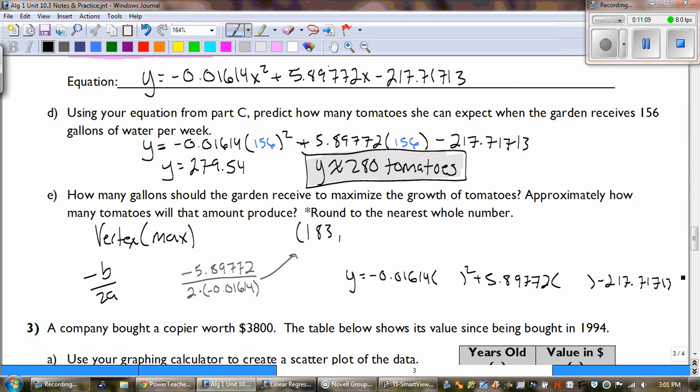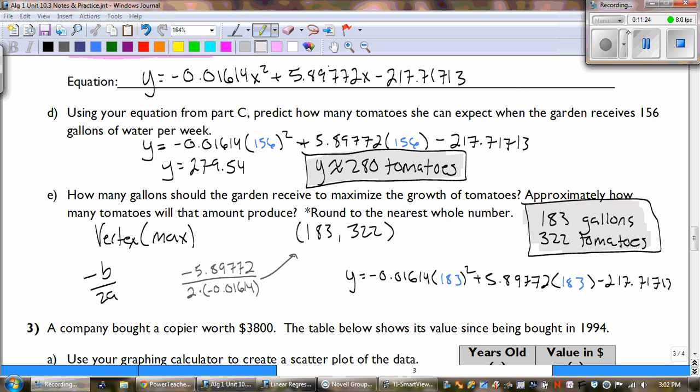Whew. All right, pause the video, guys. You are all on your own for that. Okay, and after you plug it in and you round it, you're going to get 322. So what that means is that the way to maximize the growth of the tomatoes is you would use 183 gallons of water and you would get 322 tomatoes.